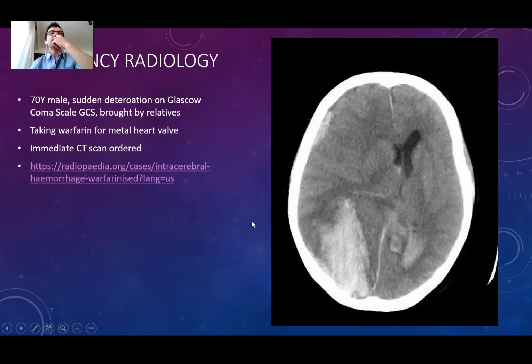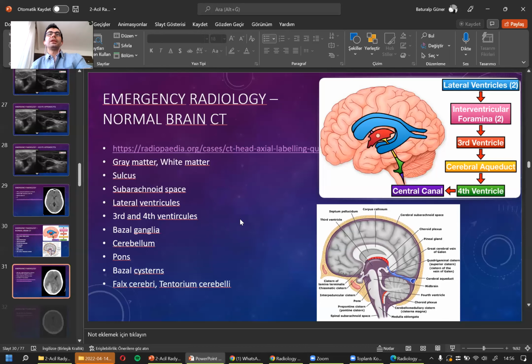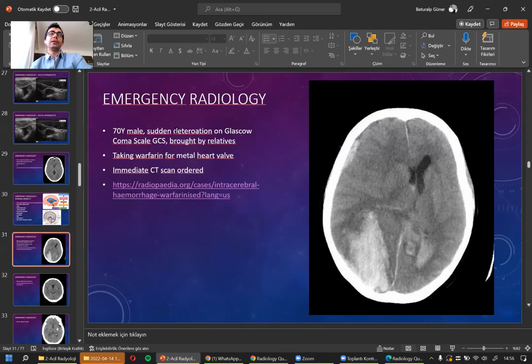So we are seeing a patient in emergency again with sudden deterioration in Glasgow coma scale, losing consciousness, who is brought to emergency by relatives. The patient is said to have received warfarin for a metal heart valve. So the physician on board orders a CT scan immediately.